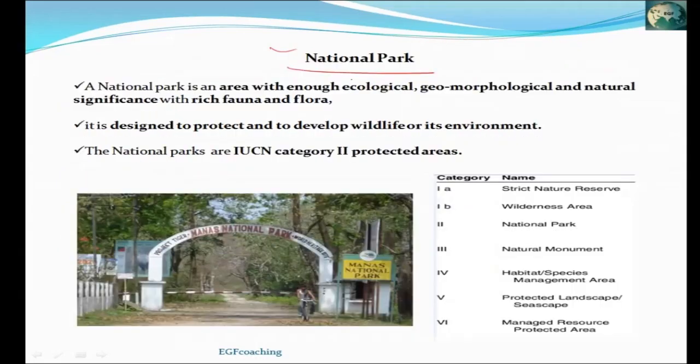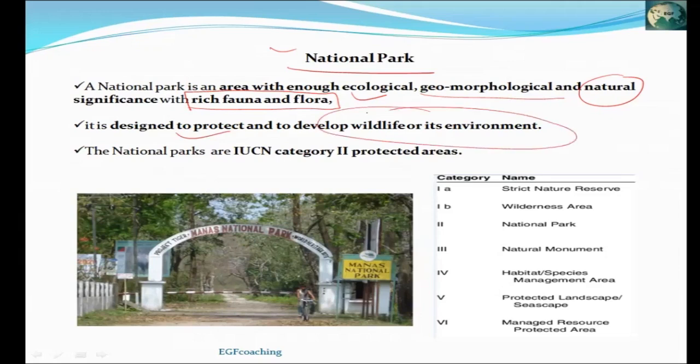Now, national parks. This is the area which has ecological significance or geomorphological significance, or it can be naturally significant with rich fauna and flora. Animal diversity or plant diversity can be higher, and there might be some species which require conservation. So the wildlife and its environment is protected here. Now, in a national park, the entire ecosystem is conserved. It means if there is a forest area and it has been declared as a national park, then all the species present here are protected.